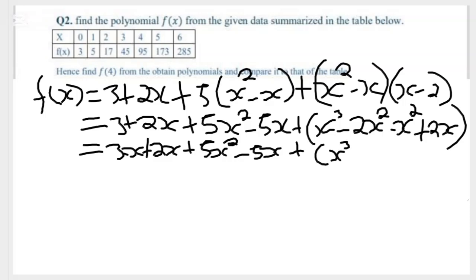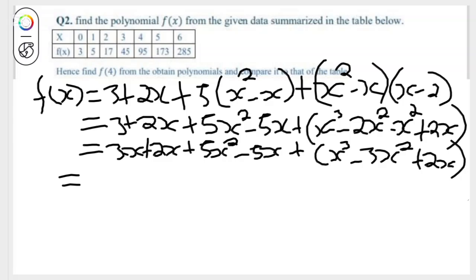I'll say x cubed. This and this, if I add them, I'll get negative what? 3x squared. 3x squared plus what? Plus 2x. So the next thing that I'm going to do, I have to go through the like terms.